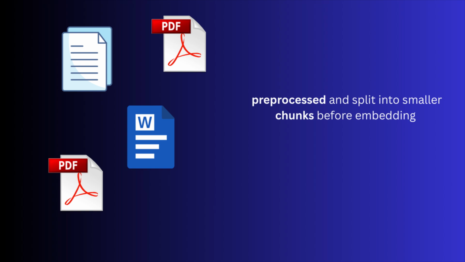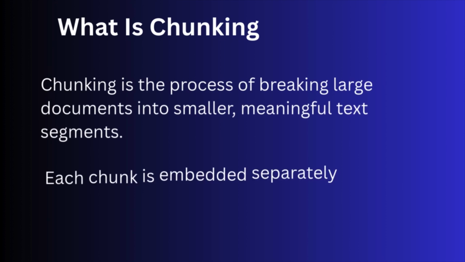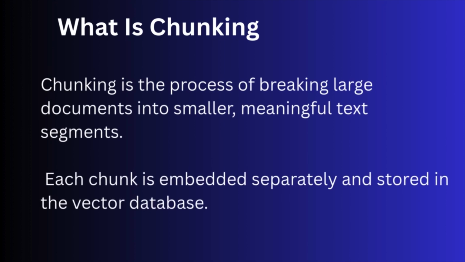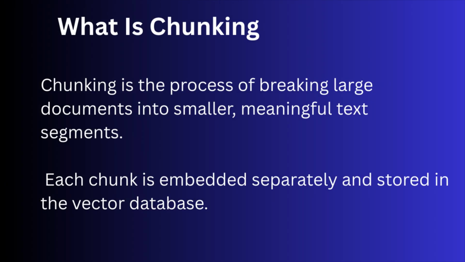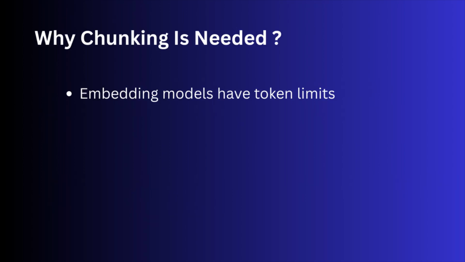So what is chunking? Chunking is the process of breaking large documents into smaller, meaningful text segments. Each chunk is embedded separately and stored in the vector database. Chunking is very important in most real-world RAG systems, especially when working with large or complex documents. It helps the system retrieve only the most relevant parts of the data. So why is chunking needed?